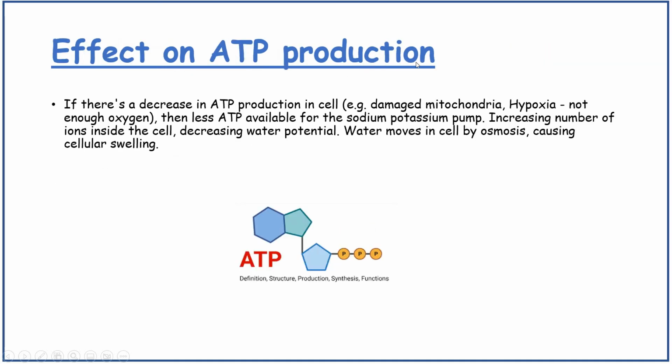The effect on ATP production. If there's a decrease in ATP production in a cell, for instance due to damaged mitochondria or hypoxia, not having enough oxygen, then less ATP is available for the sodium-potassium pump, increasing the number of ions inside the cell, decreasing the water potential, and therefore water moves into the cell by osmosis, causing cellular swelling.